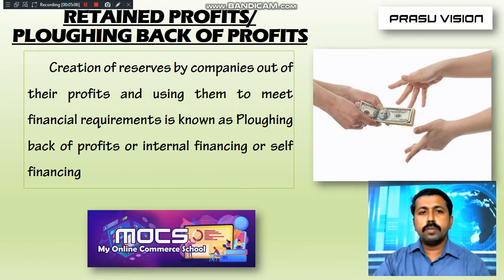Then what is the concept of retained profit or plowing back of profit? It is another source of finance. Whenever they have enough profit in the hands of the company, they can keep the amount as a reserve. That is retained earnings or plowing back of profit. Creation of reserve by companies out of their profit and using them to meet financial requirements is known as plowing back of profit, or internal financing, or self-financing.